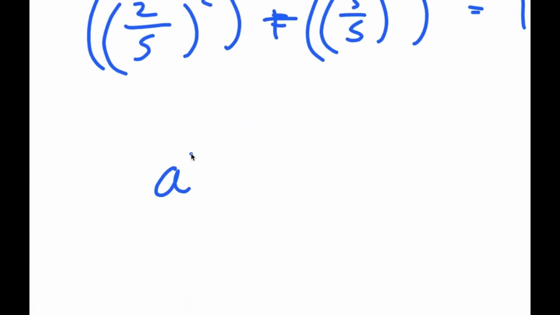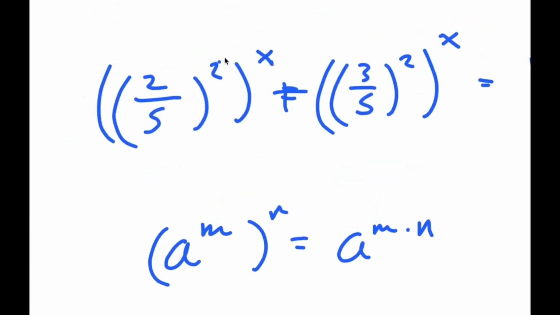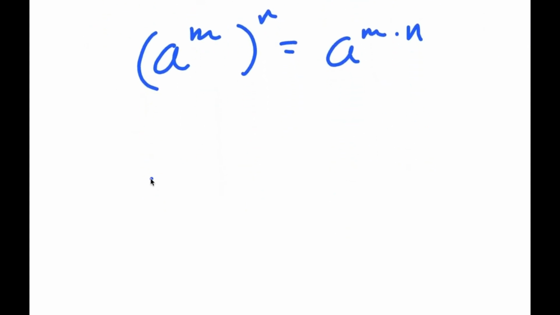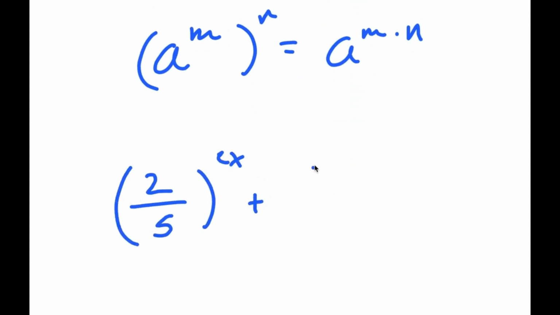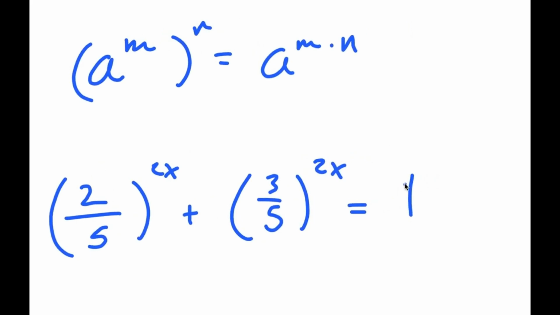From here, if I have something in the form a to the power of m to the power of n, this is equal to a to the power of m times n. So the 2 and x multiply. So I get 2 over 5 to the power of 2x plus 3 over 5 to the power of 2x is equal to 1.